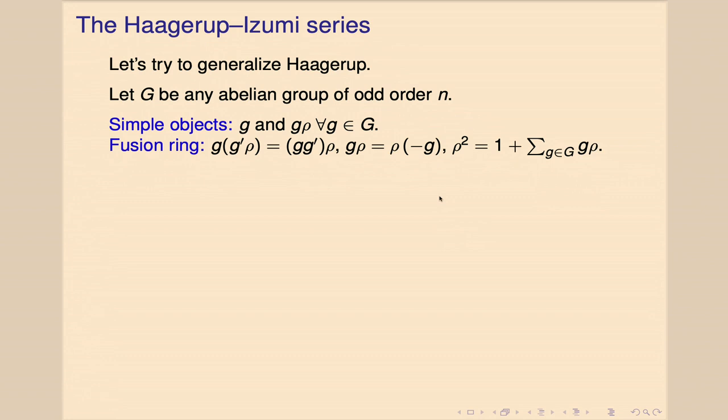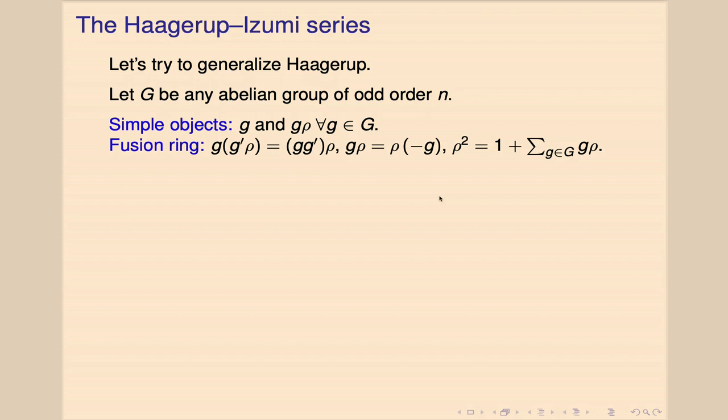The whole group corresponds to G being Z mod 3. But we can generalize this to any abelian group of odd order. You can also do it for the even ones, but it's a little bit more complicated. 2, as usual, mucks things up. So if this abelian group has order n, then we have 2n simple objects, or more precisely, equivalence classes of simple objects.